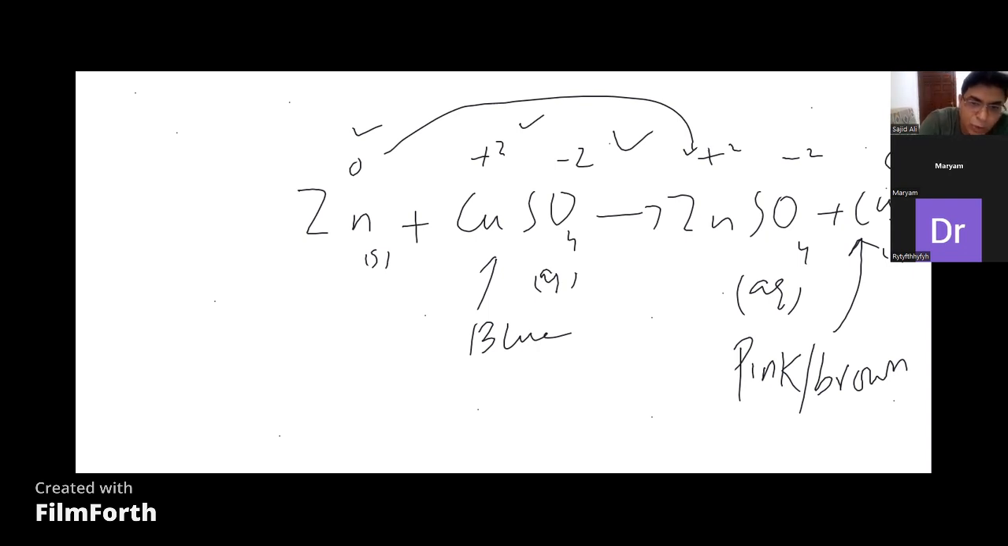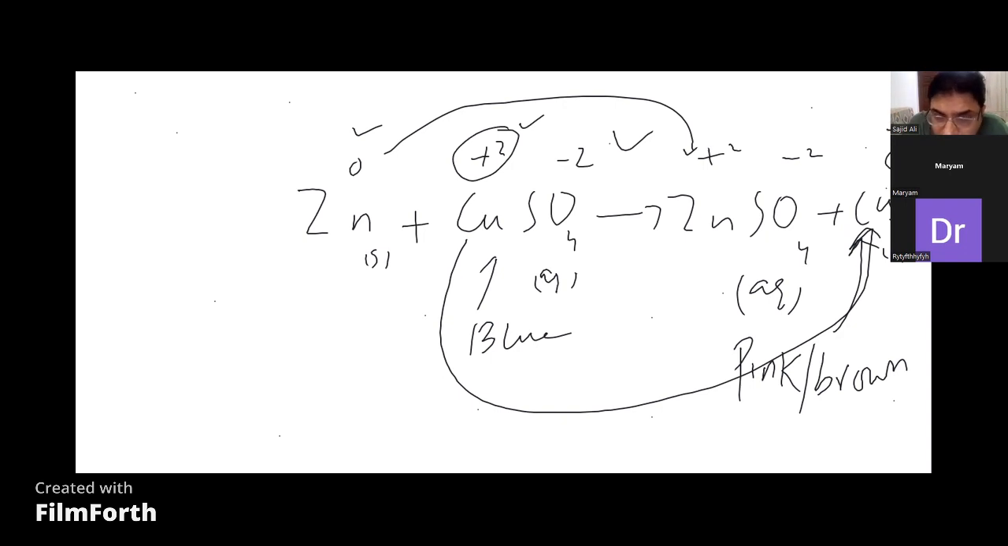What has happened with copper? Copper has gained electrons, beta, +2 to 0. It means it had lost 2 electrons earlier, but after the reaction, it has gained back its electrons, and now it is in zero oxidation state. So we would say that it has gained electrons. It has been reduced now. Is it clear?